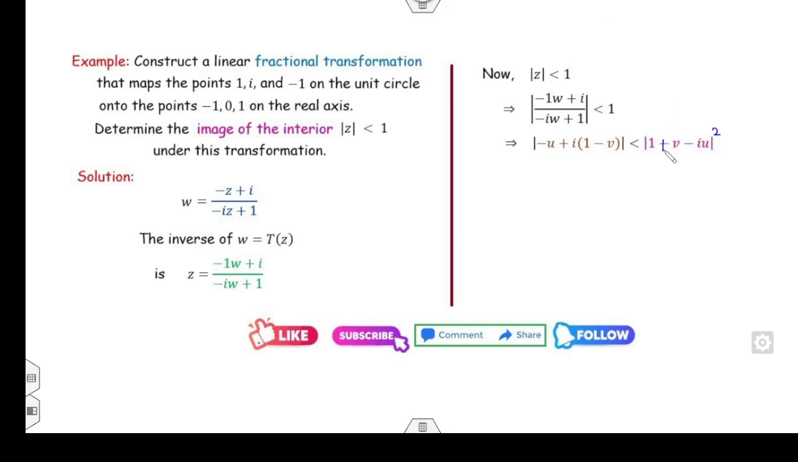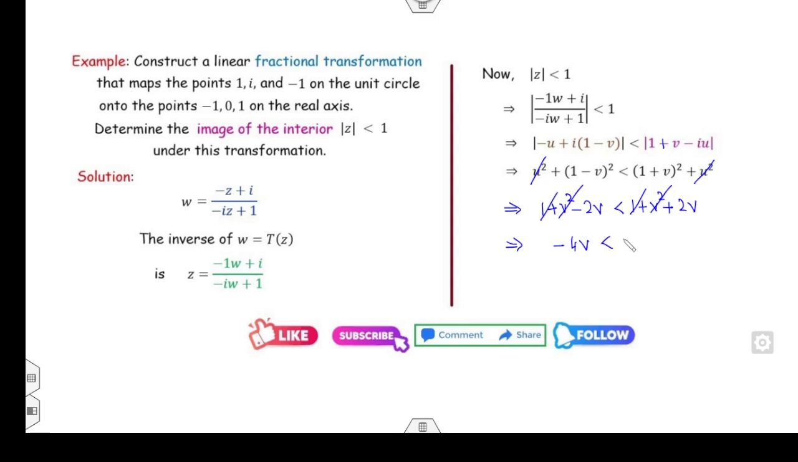It's basically 1 plus. Now you can solve the expressions. Fine. So U square and U square cancel. You can open the bracket. It's A square plus B square minus 2AB less than A square plus B square plus 2AB. 1 plus V square, 1 plus V square cancel. Minus of 4V is less than 0. That means V is greater than 0.